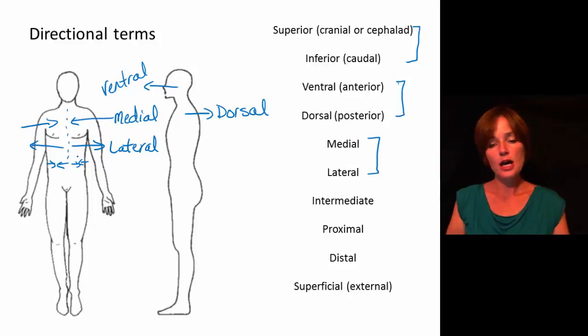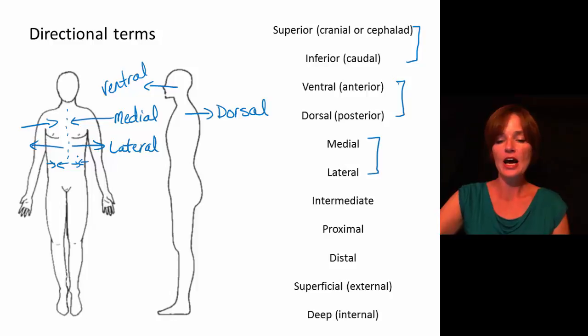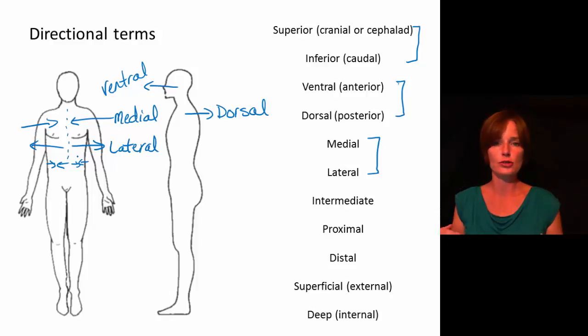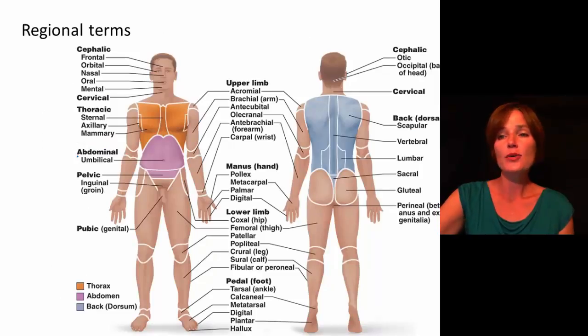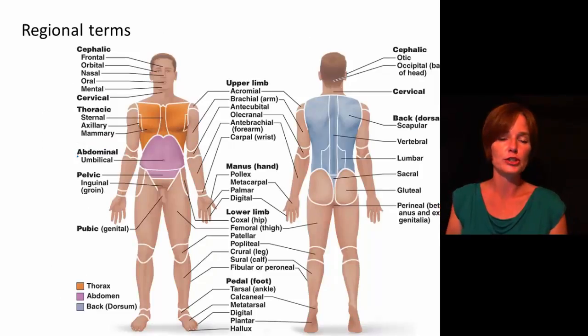Two others: superficial, on the outside, so this would be like our skin. And then we also have deep, which is internal, so things that are underneath the skin. We can go deeper, going more and more towards the inside of the body. Those are directional terms. We also have a large number of regional terms.